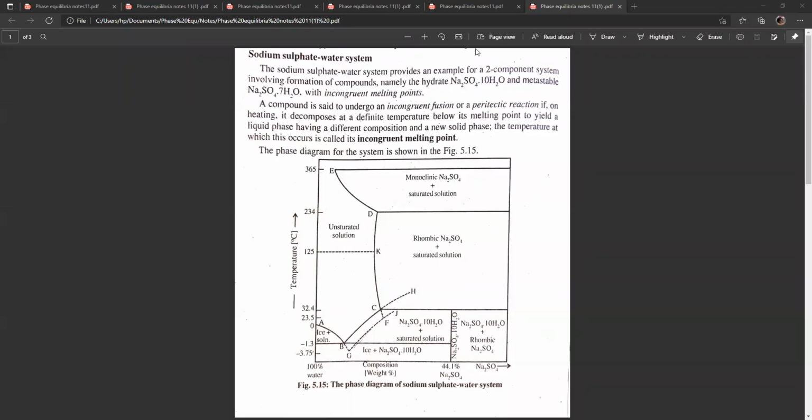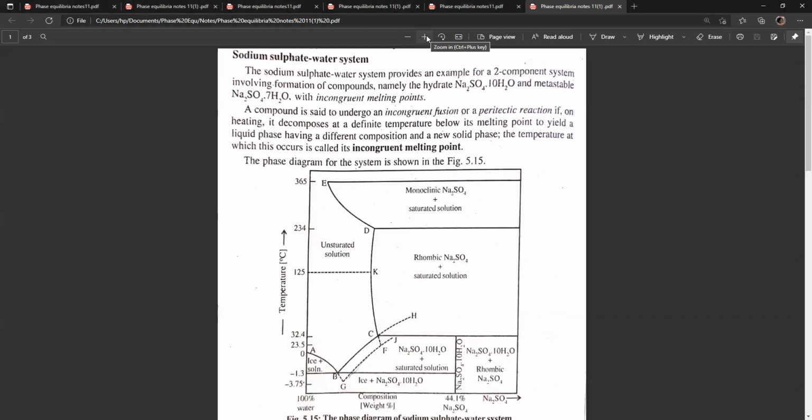An example for two-component systems with an incongruent melting point is the sodium sulfate-water system. The sodium sulfate-water system is a two-component system involving the formation of compounds with an incongruent melting point. The two hydrates formed between water and sodium sulfate are Na2SO4·10H2O and a metastable hydrate Na2SO4·7H2O.